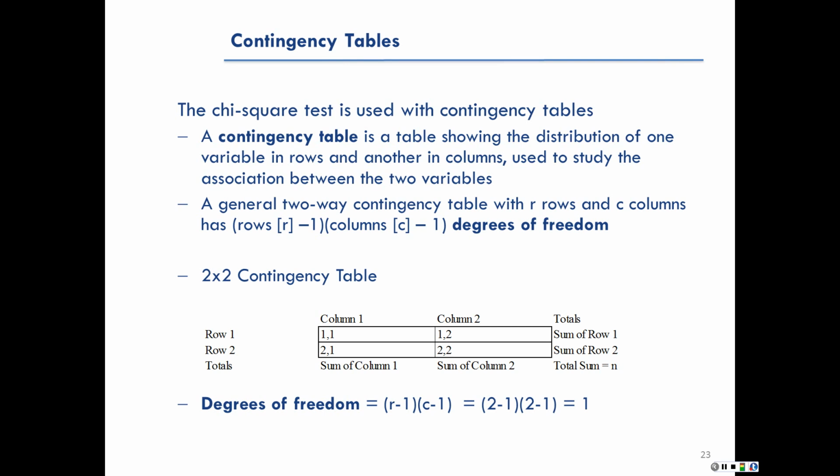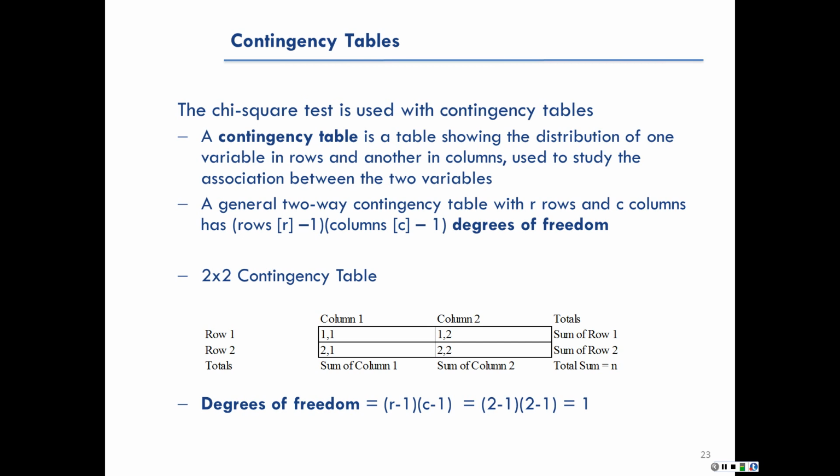If we're talking about a 2x2 contingency table, that's 2 minus 1 multiplied by 2 minus 1, and the answer is 1. There's only 1 degree of freedom for a 2x2 contingency table. In the example below, you can see how the rows and columns are denoted in a contingency table. Row 1, column 1 is often referred to with the subscript 1,1. Row 1, column 2 would be 1,2, and so forth for row 2, column 1, and row 2, column 2.